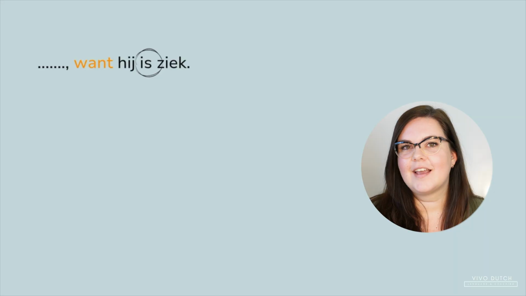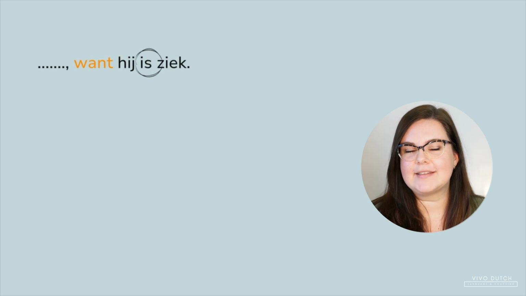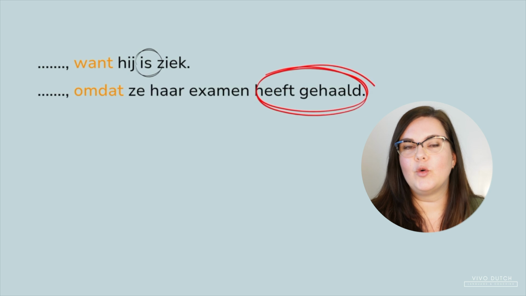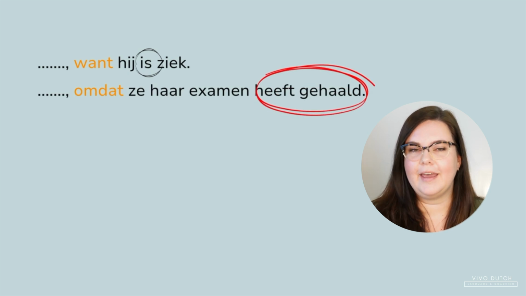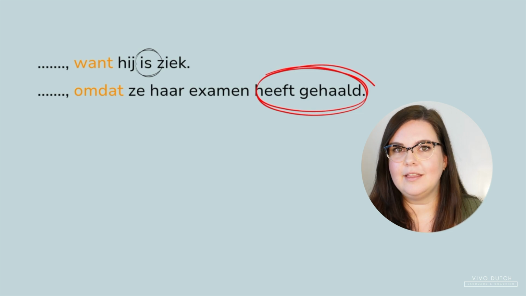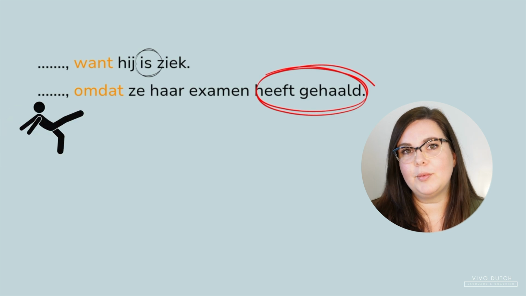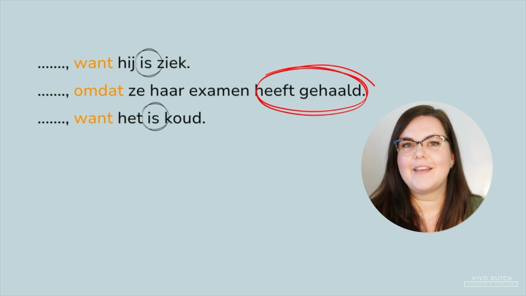First sentence, want hij is ziek. Normal structure, it's subject, verb, rest, and that is why we use the conjunction want. Number 2, omdat ze haar examen heeft gehaald. Heeft gehaald are the two verbs of this sentence. They are located at the end of the sentence, which means we need a verb kicker: omdat.